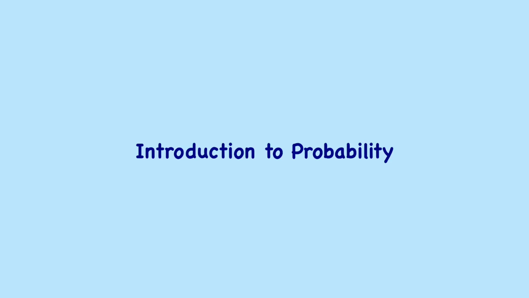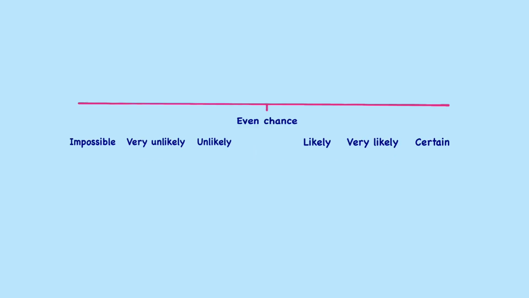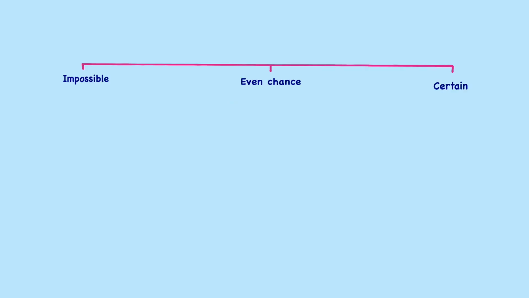Introduction to probability. You can describe probability in words. For example, impossible, very unlikely, unlikely, even chance, likely, very likely, or certain. However, in maths, you're more likely to use fractions, decimals, or percentages.